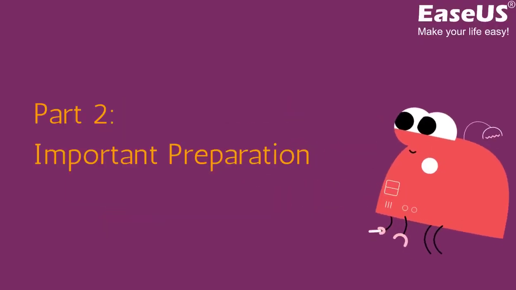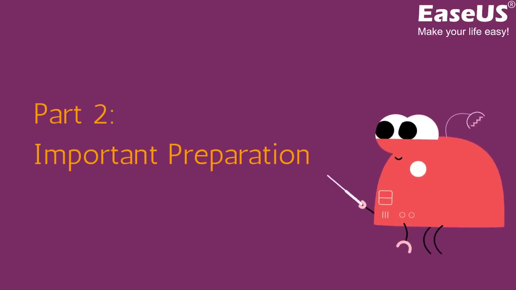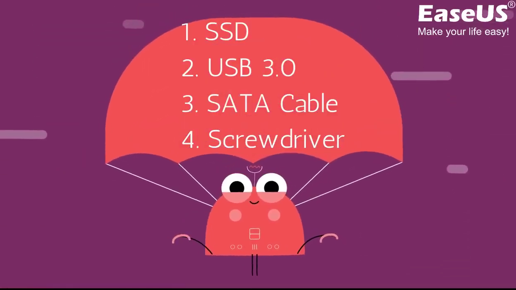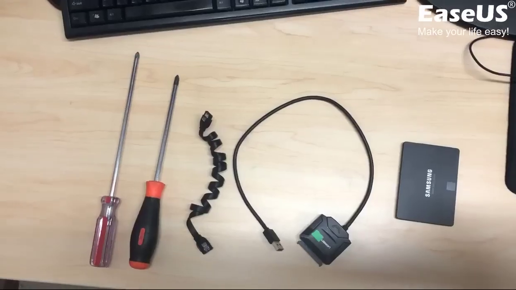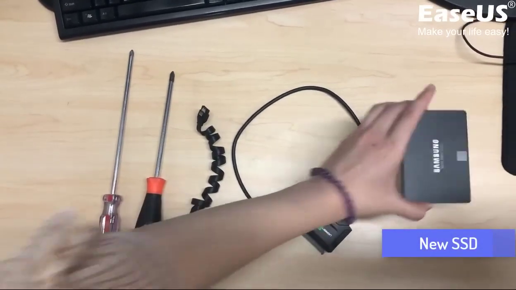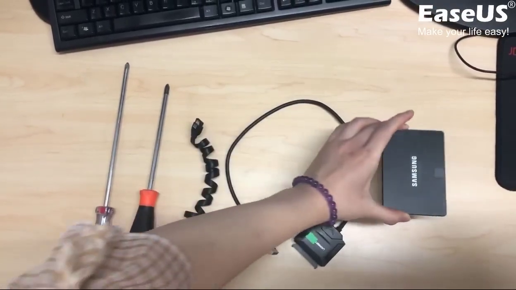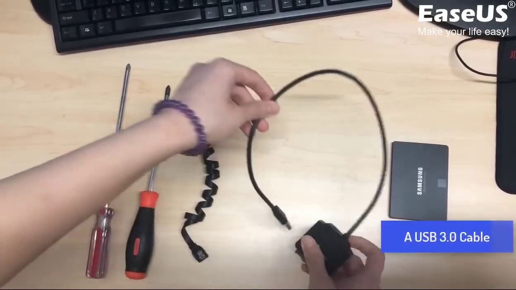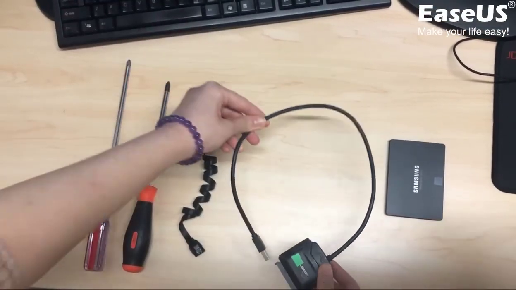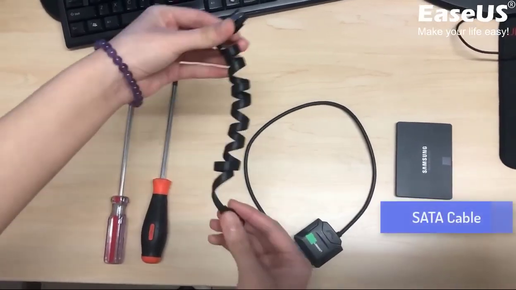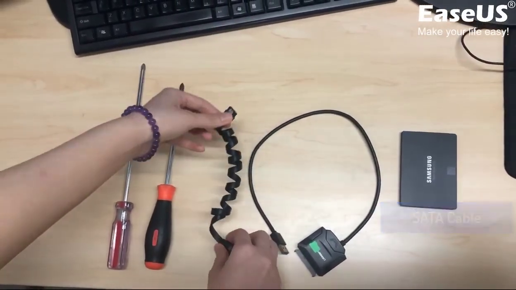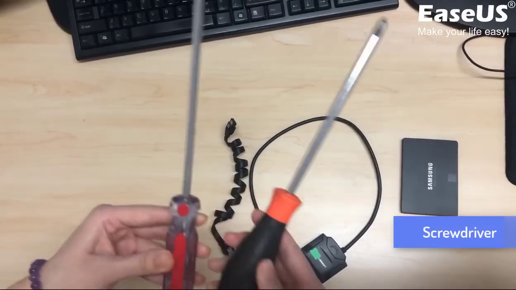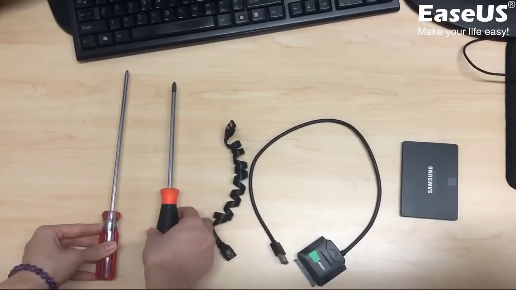Before starting the cloning process, you need to prepare the tools. Let's take a look. A new SSD. A USB 3.0 cable. A SATA cable. And the screwdriver to open the computer cover.